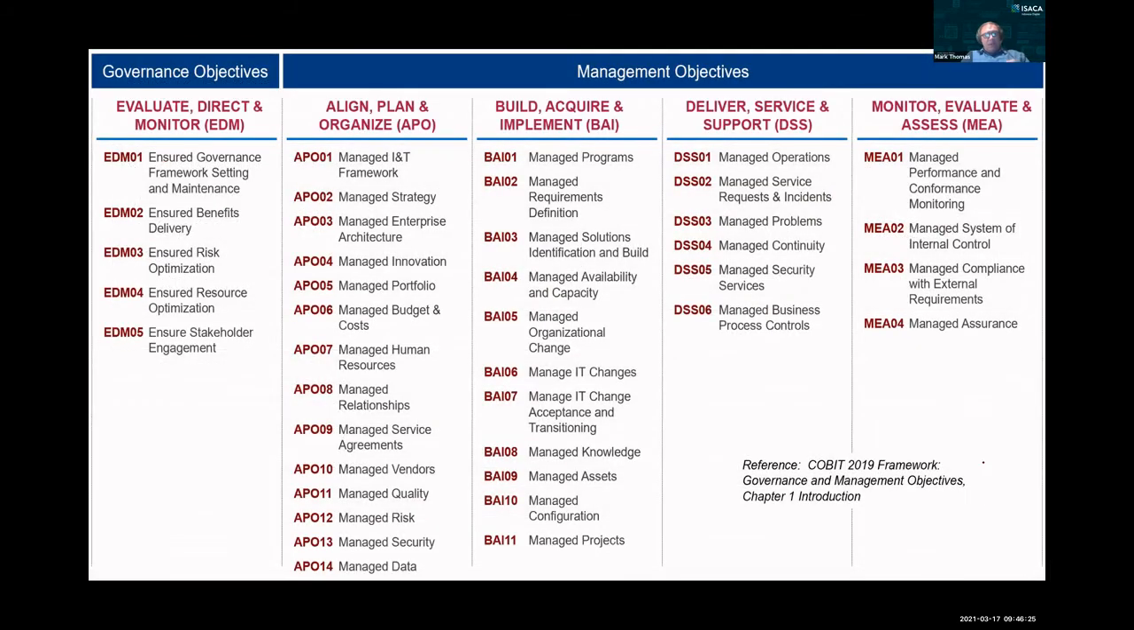Now, go back to this whole governance and management objectives guide. So there's a lot of different areas here that have high levels of risk. Now, I will point a couple out for you. There's one right there called insured risk optimization. There's one here called managed risk. Well, what's the difference between those two? This is the governance and this is the management side of it, okay?